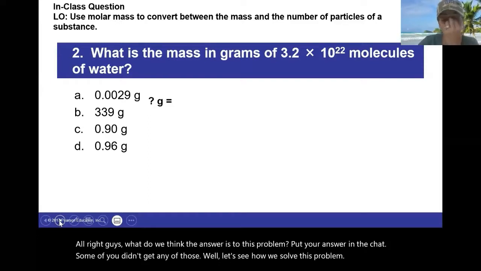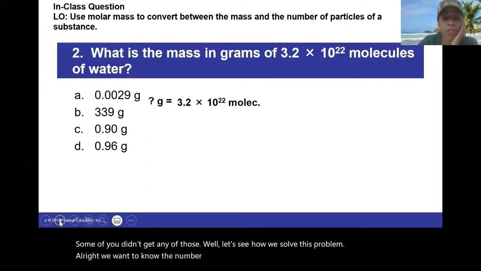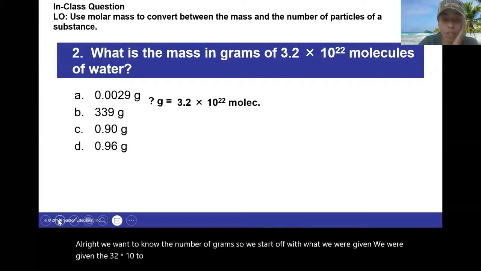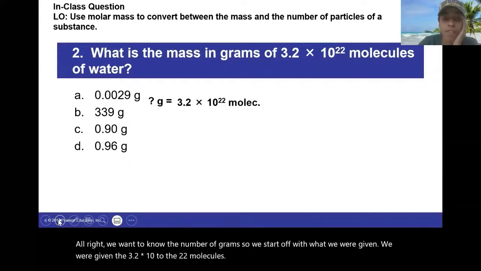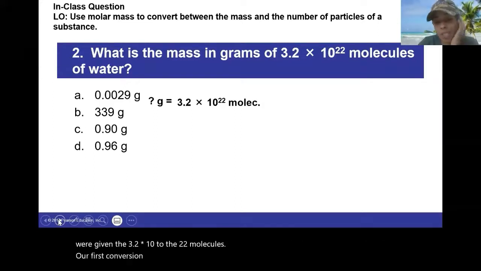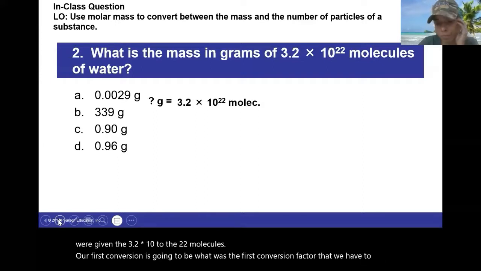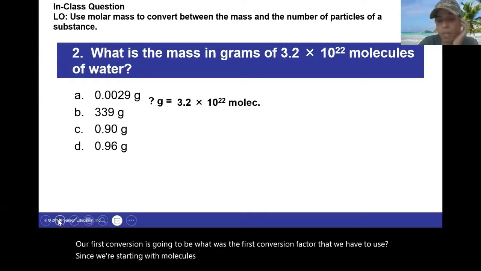All right, we want to know the number of grams. So we start off with what we were given. We were given the 3.2 times 10 to the 22 molecules. Our first conversion is going to be what? What's the first conversion factor that we have to use? Since we're starting with molecules, we have to use what conversion?